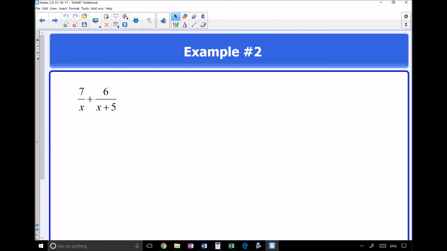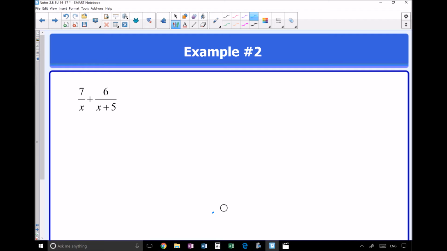Okay. Example number 2 down here is 7 over x plus 6 over x plus 5. So the first thing I'm going to do is factor my denominators. But if I just have an x here, I can't factor it any further. And looking at this x plus 5, that's not factorable any further either because there's no GCF, it's not a difference of perfect squares, it's not a trinomial, and it can't be factored by grouping.